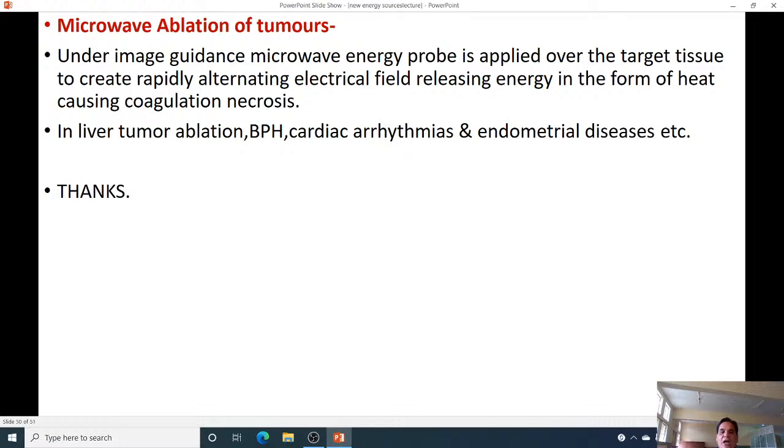So we have considered how the electrical energy is produced, how it is used, what are the drawbacks, and what are the precautions you have to take. We have also considered different types of bipolar energy sources like our harmonic scalpel, then LigaSure. We have considered the most advanced technique of laser, light amplification by stimulated emission. This is laser. We have considered in short all the necessary things. So remember, for us today it is Bovie's machine and laser is the future.